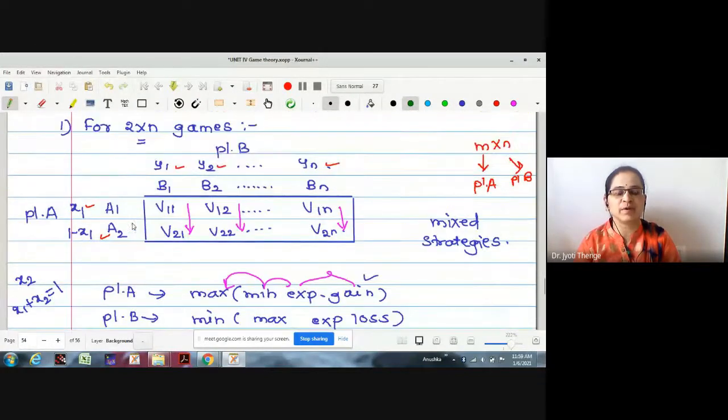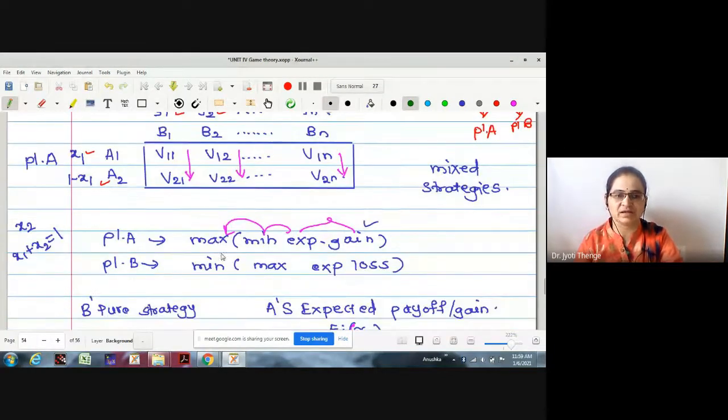We have written the probabilities of playing the activities a1 and a2 by player A to be x1 and 1 minus x1. Why is it 1 minus x1? Because if we write it as x2, we know that the sum of both probabilities is equal to 1. That's why one can write this x2 to be 1 minus x1. The probabilities of playing all the activities by player B we have written to be y1, y2 to yn, and this is my payoff matrix.